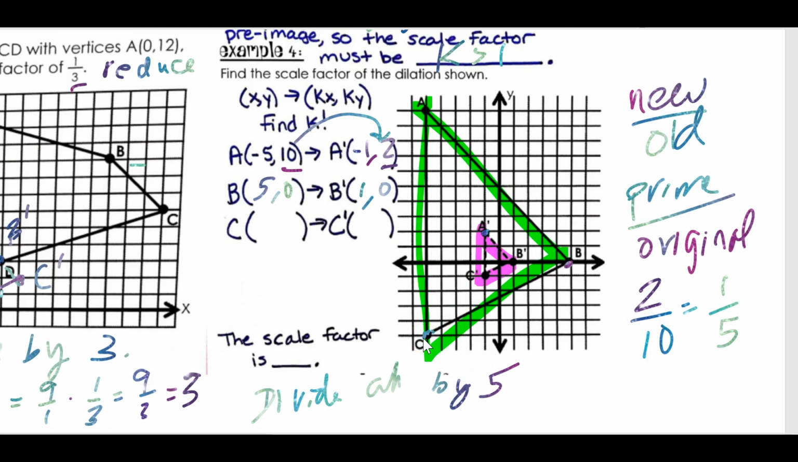I did C prime. So C, actually not C prime. 1, 2, 3, 4, 5, negative 5. And then 1, 2, 3, 4, 5. And then C prime is negative 1, negative 1. That's negative 5, y'all. How did I figure that out? I divided everything by 5. So the scale factor is 1/5.